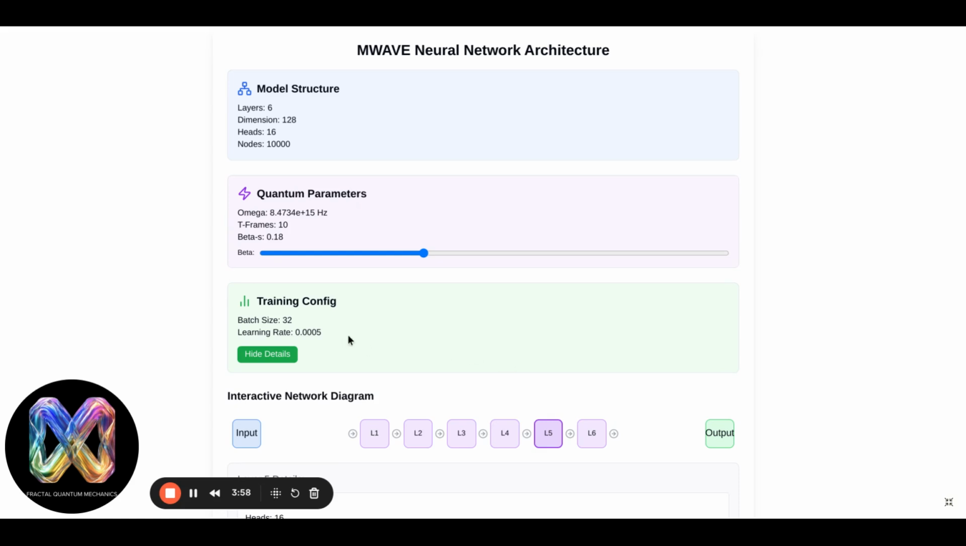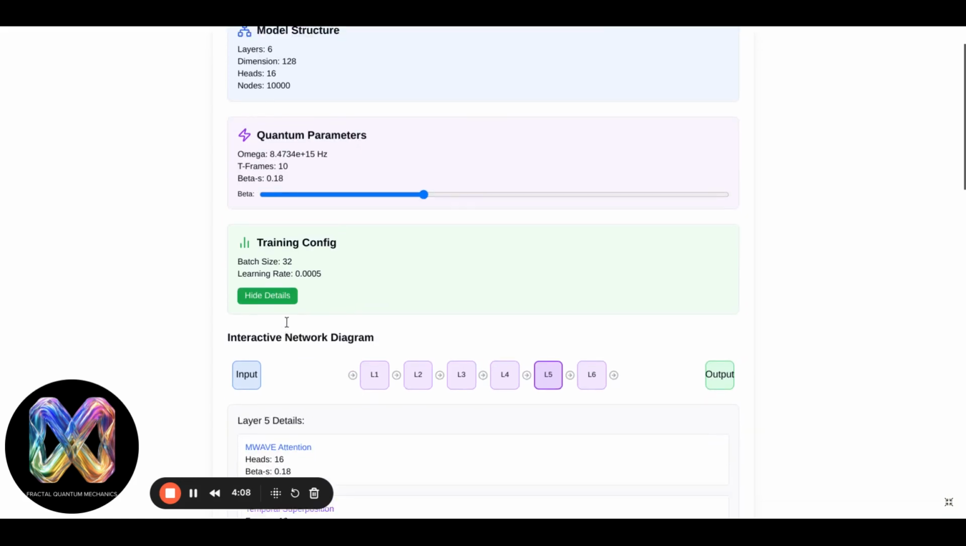We're continuing to refine these models for applications in quantum computing, material science, and especially energy systems. I'm happy to answer any questions about the model or this visualization.